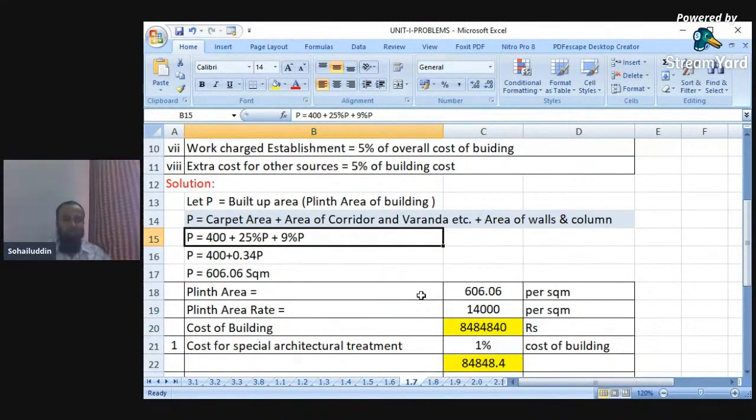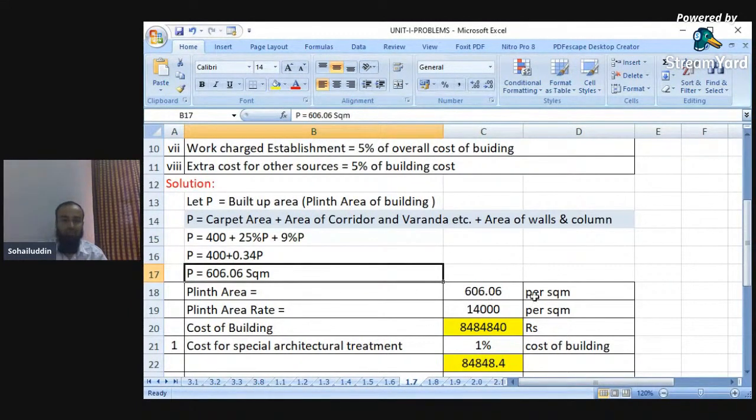So it is simple calculations, plus minus, addition subtraction. The plinth area P is nothing but 606.06 square meters. Next, the plinth area we have calculated has been transferred here, that is 606.06 per square meters. But what is the area rate given? The rate is given in the question, that is 14,000 per square meter, the plinth area rate is given.